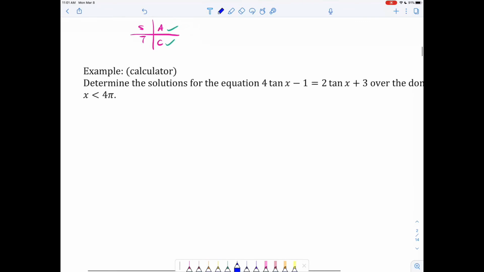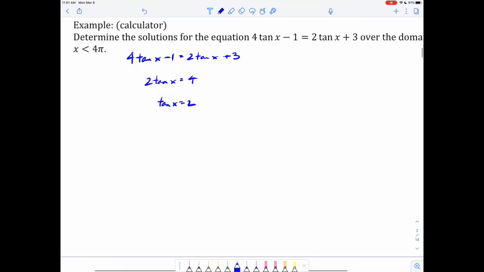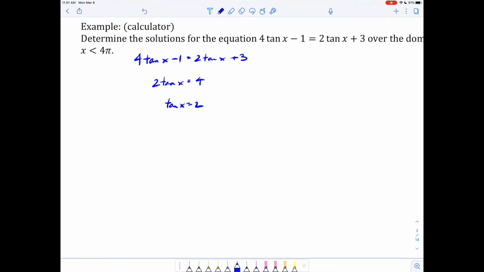Anyways, this question here, 4 tan x minus 1 is 2 tan x plus 3. So 2 tan x is 4. Neat. Tan x is 2. We are in radians. Oh, the calculator is switching. At least it's good practice, the calculator switching. My reference angle is inverse tan of 2, which is 1.107. That's radians. Don't forget.